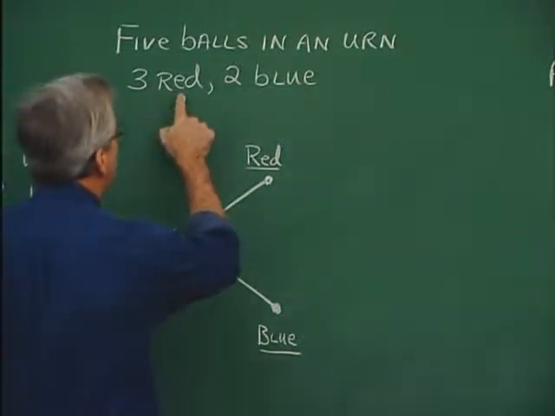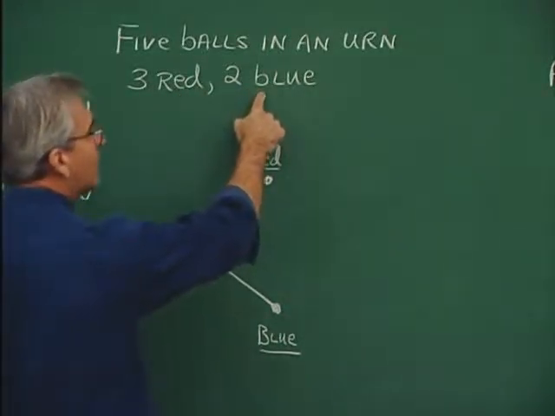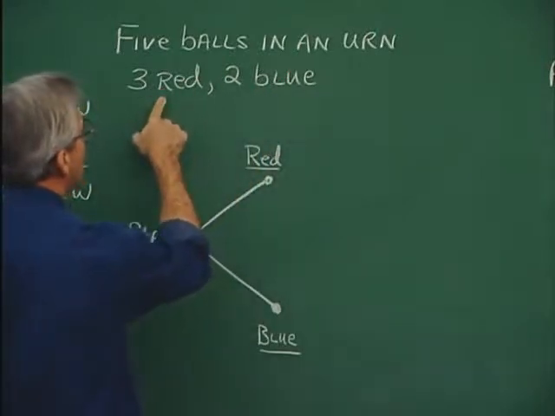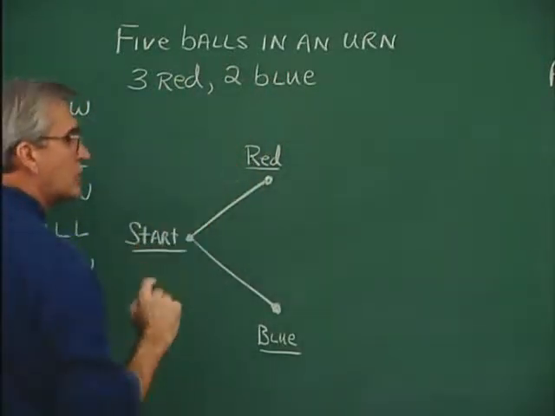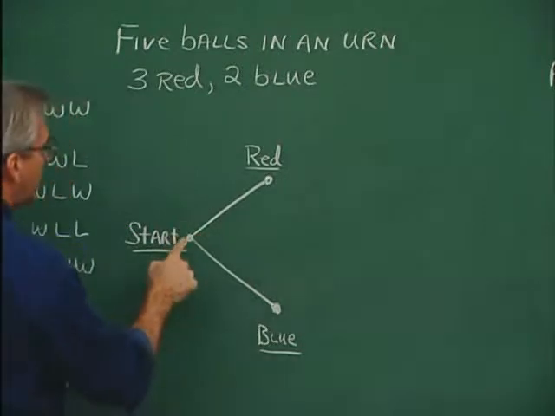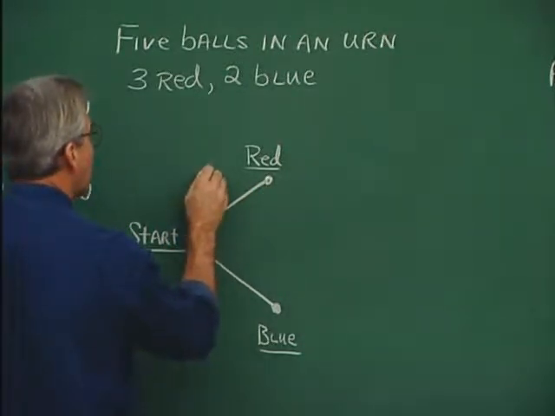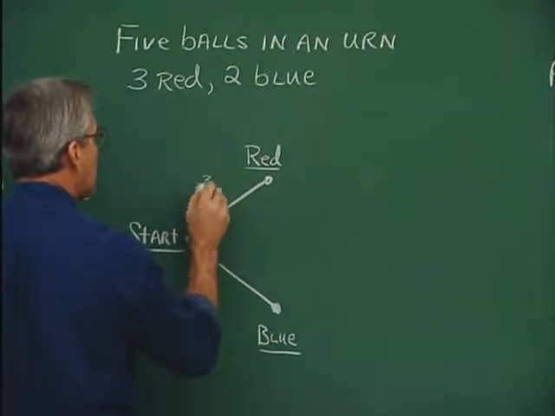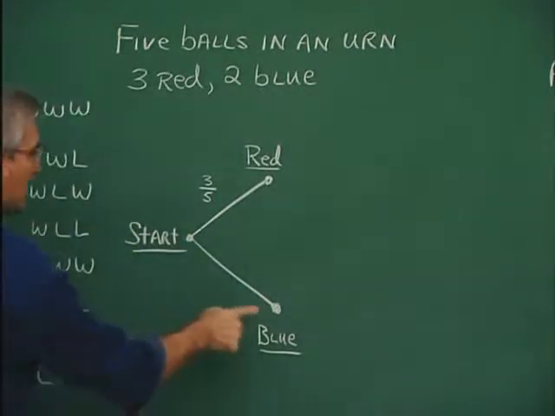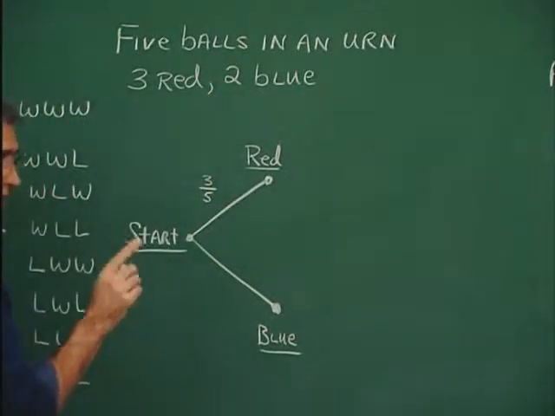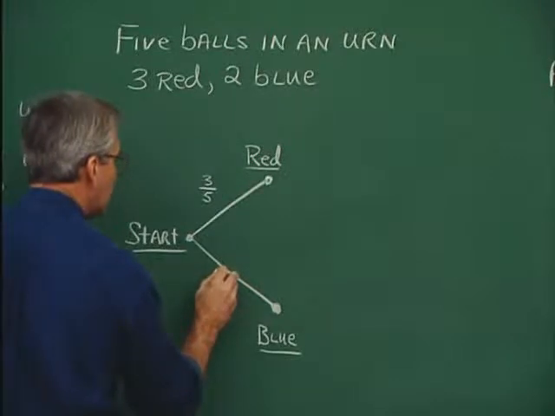The red, there are 3 red and 2 blue. There's a total of 5 balls. If 3 of them are red and they all have an equal chance of being drawn, then the probability of drawing the red is 3 out of 5. The probability of drawing a blue, if there are only 2 blues out of the 5, then the probability of drawing a blue is 2 out of 5.